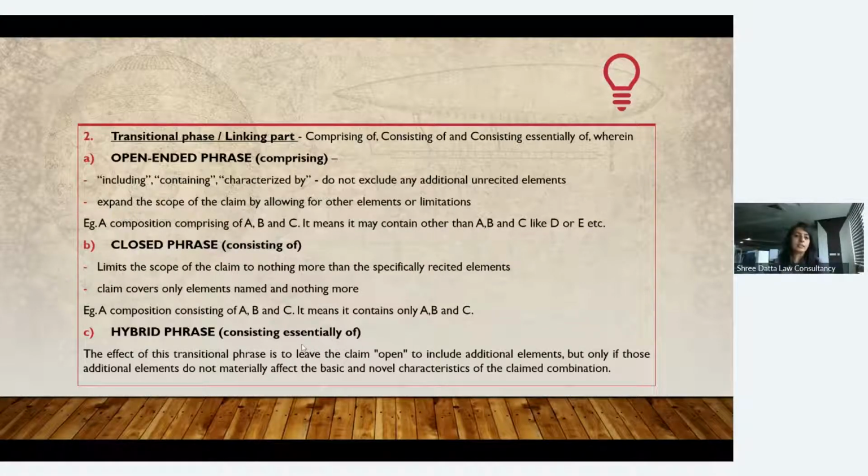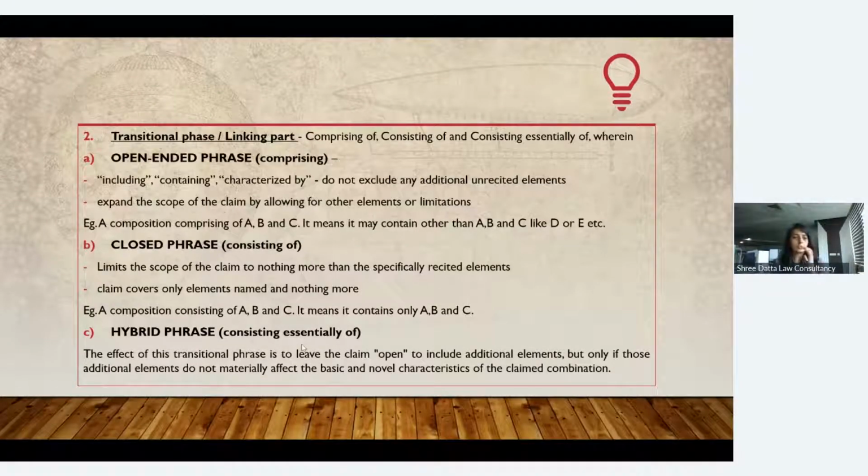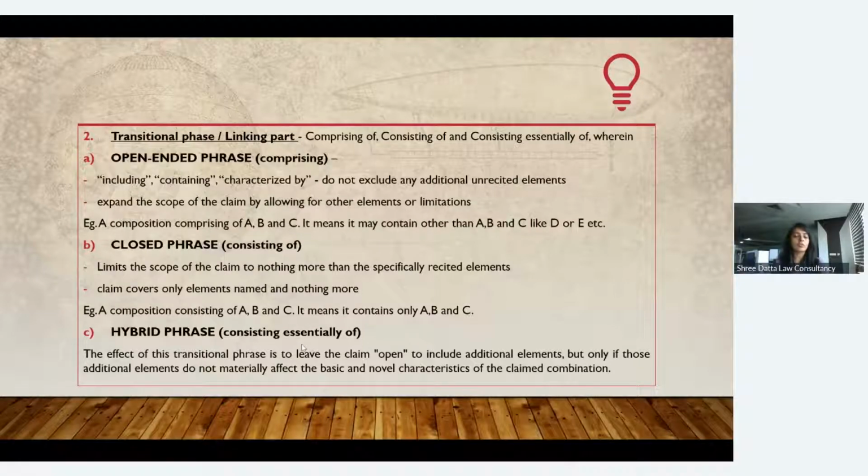Then the third is the hybrid phrase, that is consisting essentially of. The effect of this transition phrase may leave the claim open to include additional elements, but only those additional elements that do not materially affect the basic or novel characteristic of the claim combinations. So it keeps the claim open. So if you are writing a composition consisting essentially of A, B, and C, then other than that, D or E may be there, but the effect of D and E does not materially affect those novel features. So for that, consisting essentially of will be used.